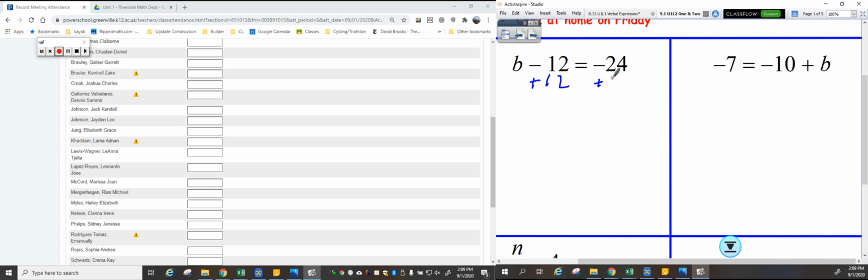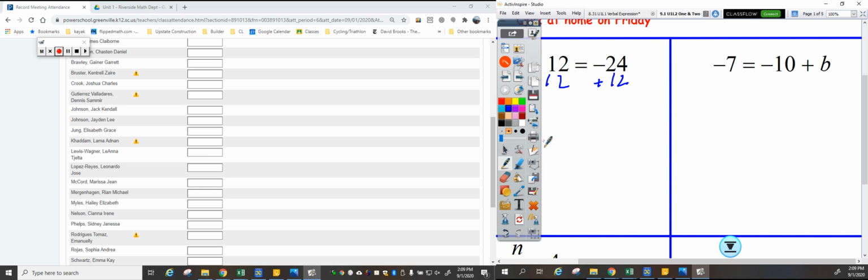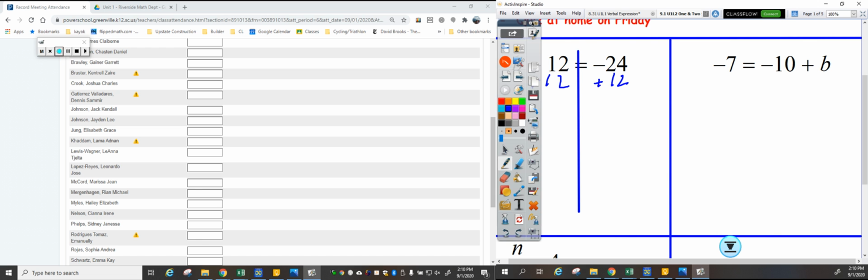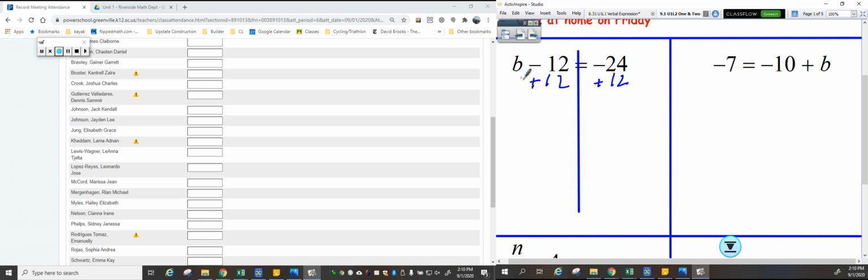Now, I have noticed that some people tend to do a little bit better when they draw a vertical line through this. Because it visually helps us to see that the idea is to move everything away from wherever this variable is. So then I have a negative 12 plus 12. That cancels. And so B equals negative 12. Same thing over here.